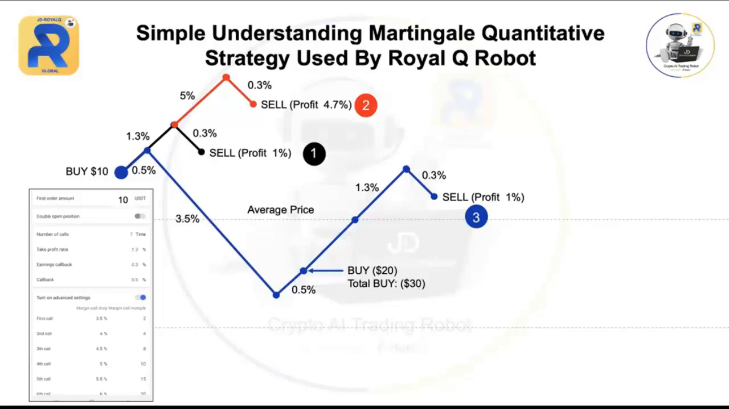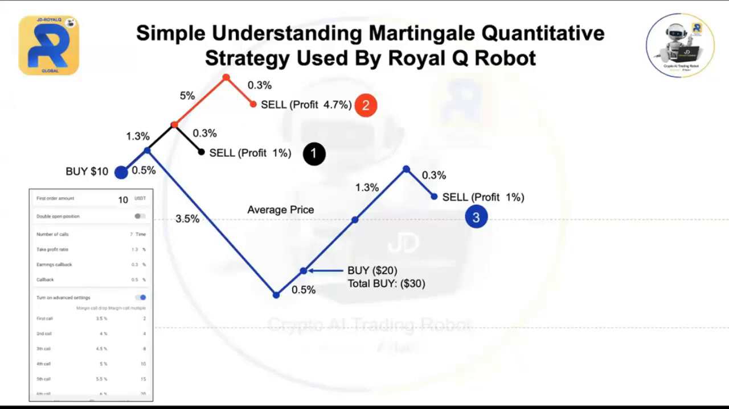Can you imagine? Now at $30, 1%, your profit is much higher, right? Can you see that? So although the market is going against you, you don't have to worry. Leave it to the robot. Because when the market recovers and goes back to 1.3% and calls back, it will then close its profit and now your profit is much greater.